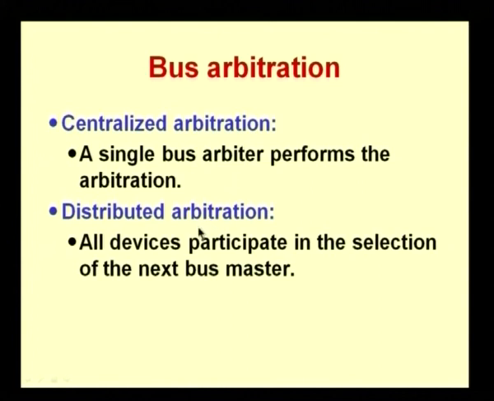Another mechanism for doing the arbitration is the distributed arbitration mechanism. Here, all the devices participate together in the selection of the next bus master. That is, every device will put out some information and then we will look at what is the information on the bus and together in a cooperative manner determine who has to become the bus master. So, we will take an example of both centralized and distributed arbitration mechanisms and see how it basically works.